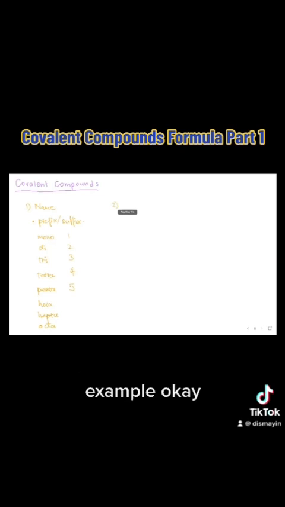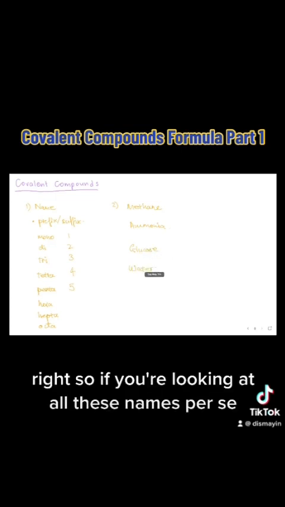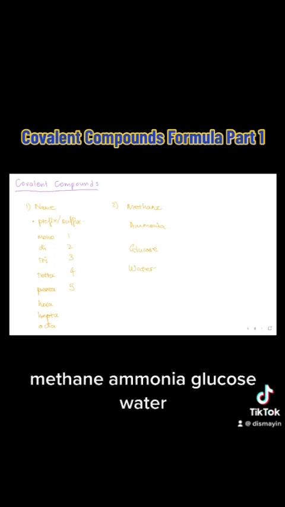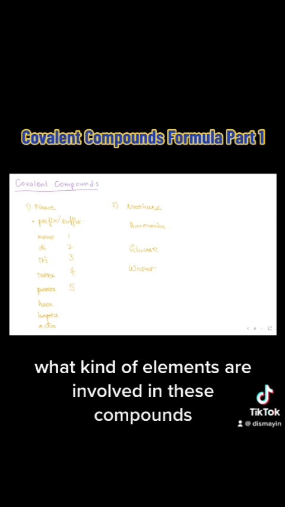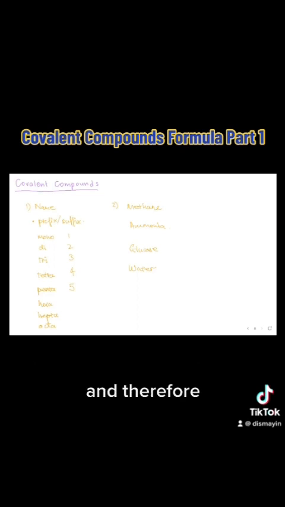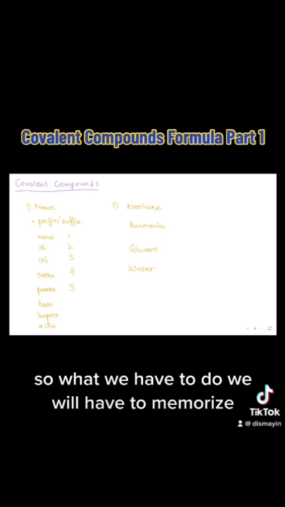For example, things like methane, ammonia, glucose, water. If you're looking at all these names, methane, ammonia, glucose, water, you know that the names themselves contain absolutely no clues at all what kind of elements are involved in these compounds, and therefore you have no idea at all. So what we have to do is memorize.